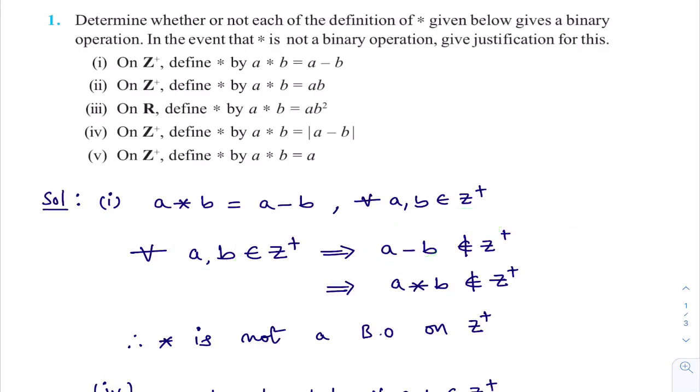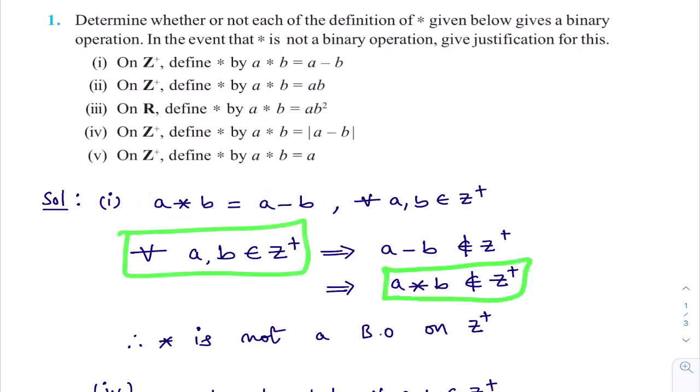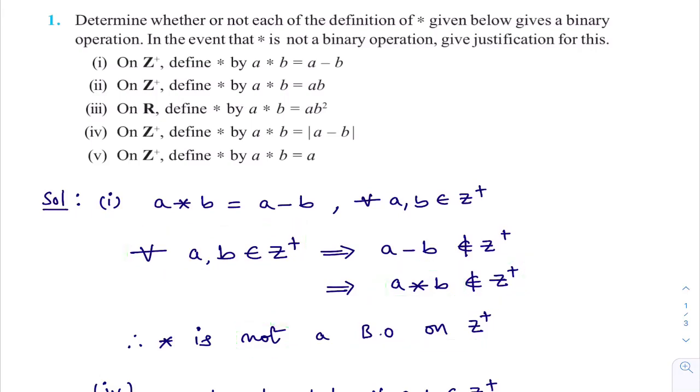Try to understand. What is a minus b in this problem? In this problem, a minus b is nothing but a star b. So what happened here? For some a comma b belongs to Z plus, a star b does not belong to Z plus. Then what is star? Star is not a binary operation on Z plus. Please try to understand. This is not satisfying the binary operation definition. Whenever a comma b belongs to Z plus, a star b also belongs to Z plus, then we say it is a binary operation. But here a star b does not belong to Z plus. That's why it is not a binary operation. I hope you understand this. It is not a binary operation on Z plus.